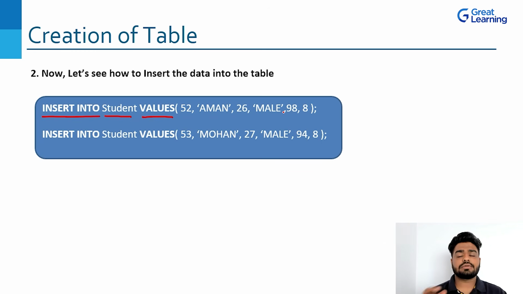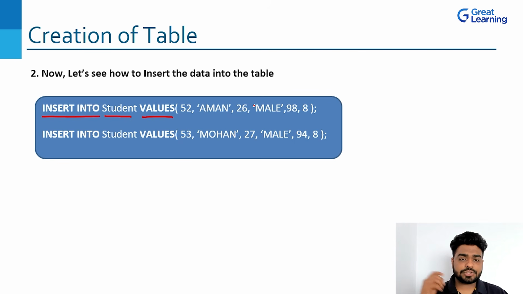Now some questions will come into your mind. The first question is, why do the numbers not have a single quote, but the names or the gender, the string or character sequence, have a single quote? That is an interesting fact. In any programming language or database language, we always write characters or strings in a double quote or single quote, and numbers are written just like that.